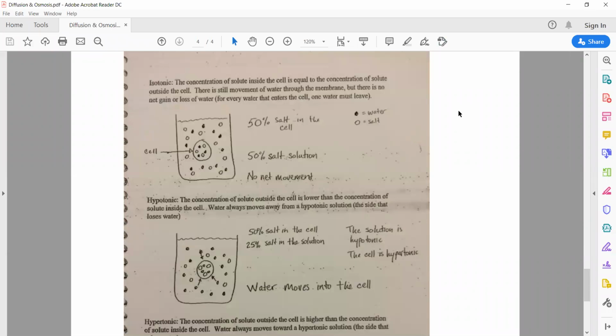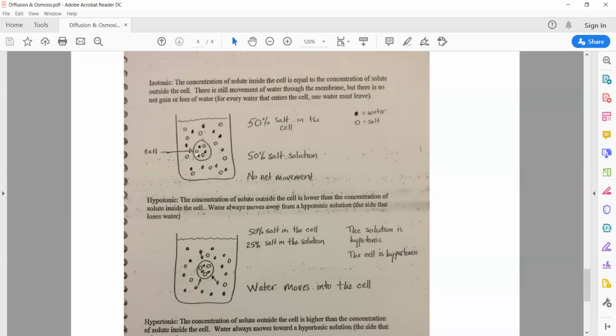Okay, now we're going to be working with something similar to what you're going to see on a practical. So if we're given this, and we're not going to tell you whether it's isotonic, hypotonic, or hypertonic, you would see this beaker right here, and you see your key over here. So the dots that are filled in with black are going to be your water, and the open circles are going to be your salt.